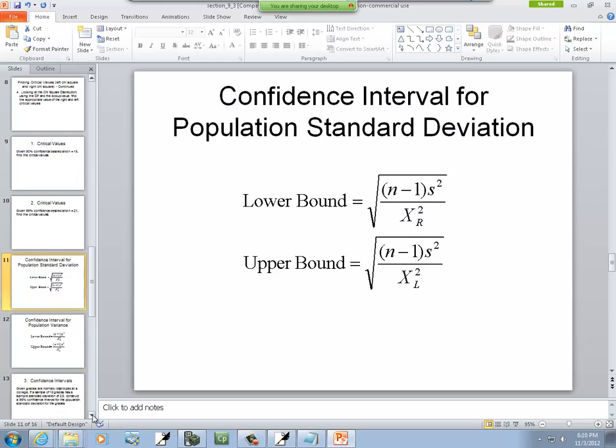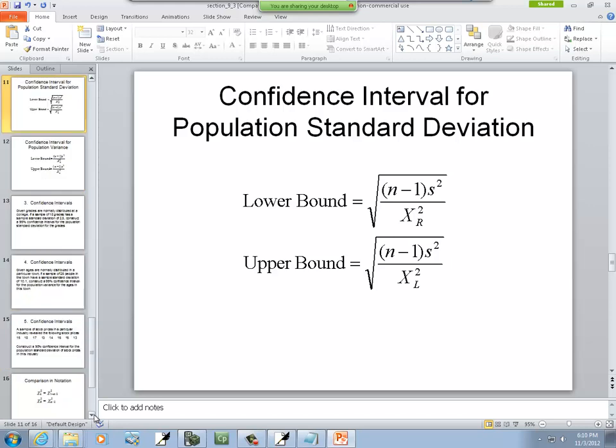Well, let's take a look at how to find confidence intervals now. This is a formula for confidence intervals for population standard deviation. We got a lower bound and upper bound. The lower bound is square root of n minus 1 times s squared over the right chi-square. And the upper bound is square root of n minus 1 inside of parentheses times s squared over left chi-square. So you need n, you need s, and you need your right chi-square and your left chi-square. And then you have your interval. Now there is no calculator way to do this, so these you have to do by hand.